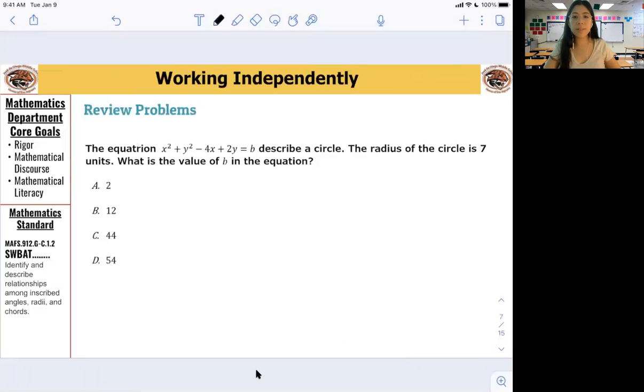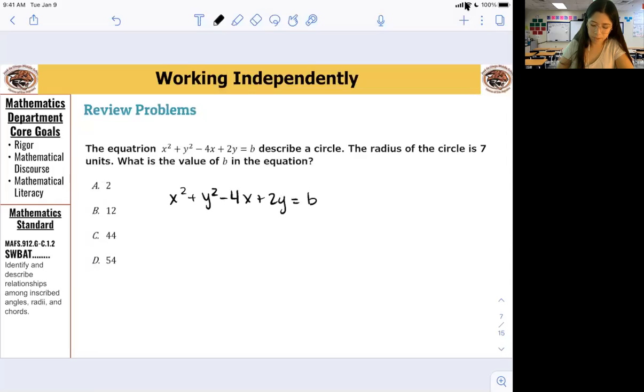Okay, so this one is a little bit tricky, but I know that you guys will easily figure it out once I get you started. They want to know what is the value of B. They tell you the radius. That's a big hint, they actually tell you what the radius is, and then you have to go backwards from there. So I have this equation, and I have this B here, but I'm going to leave it. I'm not going to worry too much about it.